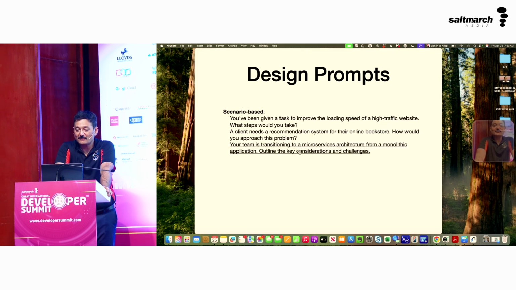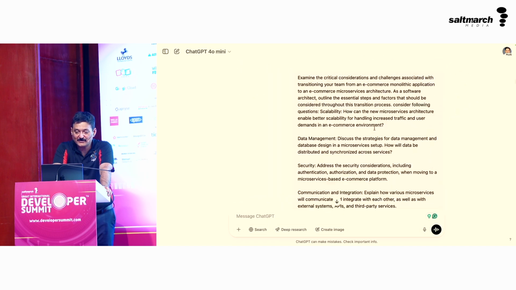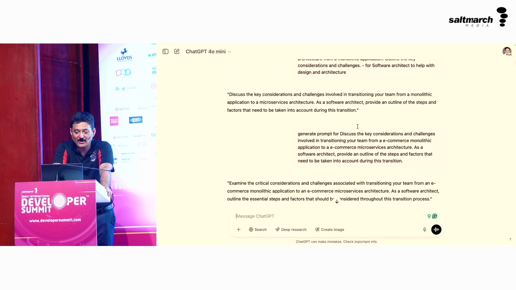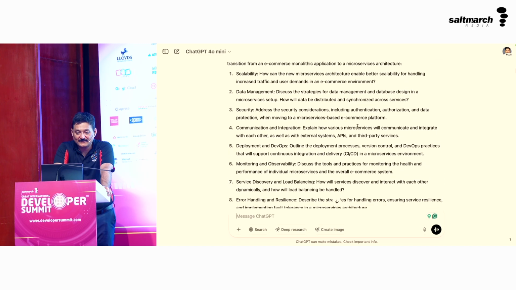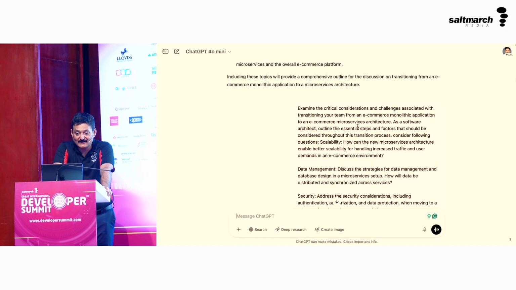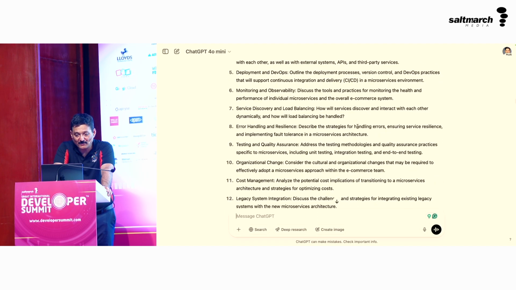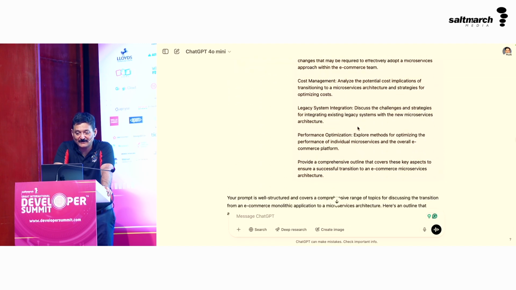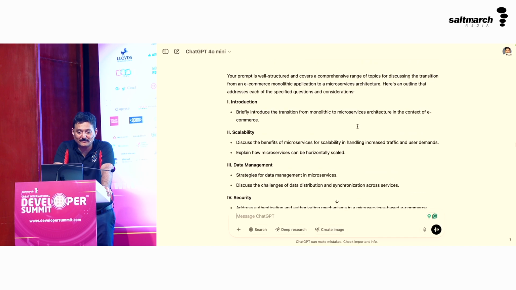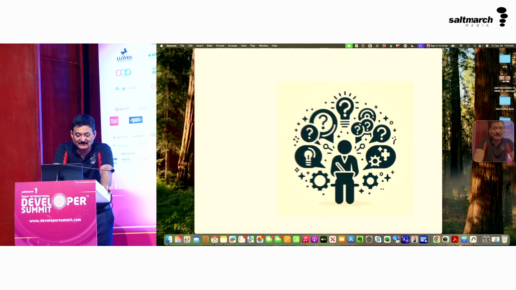Your team is transitioning to the microservice architecture. Outline the key considerations and challenges. Because you need to do this, what are you going to start with? Same thing. Create the prompt. Add this to the topic. Now I'm adding all the scalabilities and things like that. Now I improved my prompt. Based on this prompt, now I created a better prompt for me. Now, based on this prompt, I want the answer. It's going to give me a better answer. So this is the better answer for me at the end. All right? That's the way you're going to gain a better perspective for yourself.